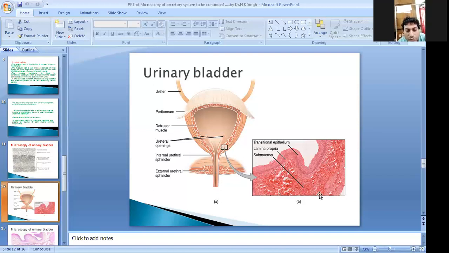And this is a cut section of the urinary bladder. We have stained this section with hematoxylin and eosin. And you can see the epithelial lining which is surrounding the cavity. It is made up of transitional epithelium. Just below this transitional epithelium is a layer known as lamina propria. And below the lamina propria, the connective tissue which is penetrating inside is known as tunica submucosa.